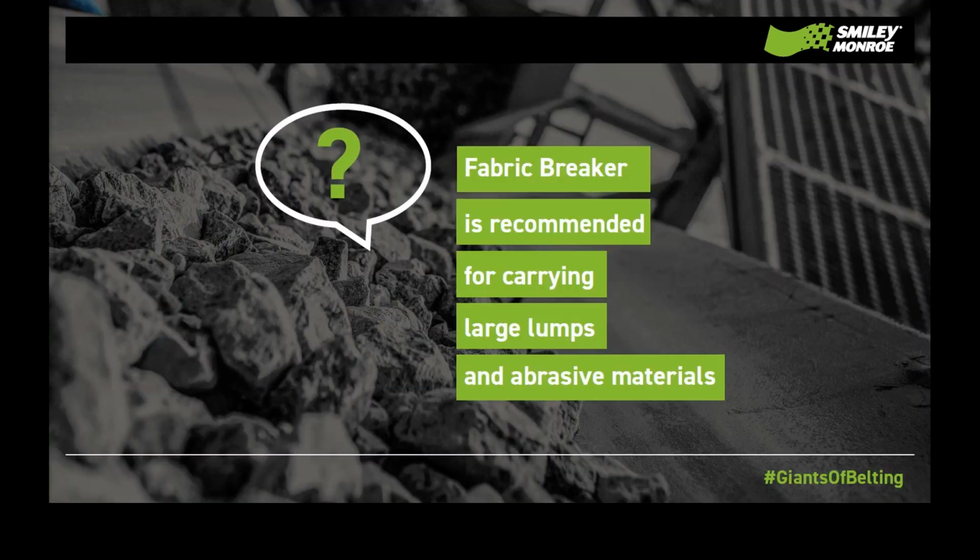It is recommended for carrying large lumps and abrasive materials where there is not a high risk of rip and puncture. Fabric breaker belting is often used on cone crusher collection belts and primary screen feed conveyors and hoppers.